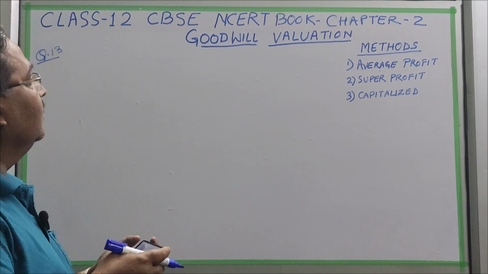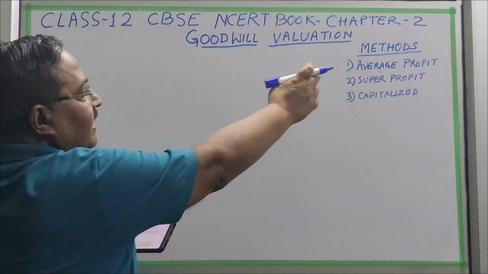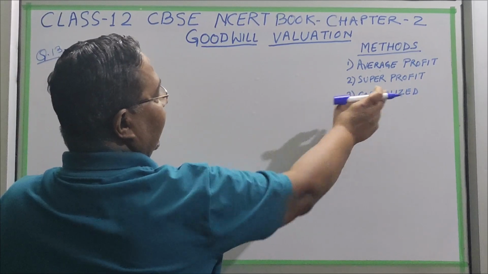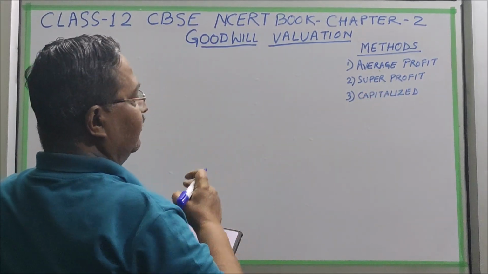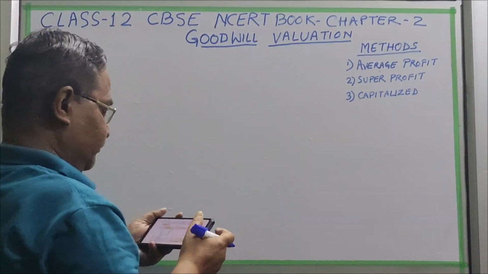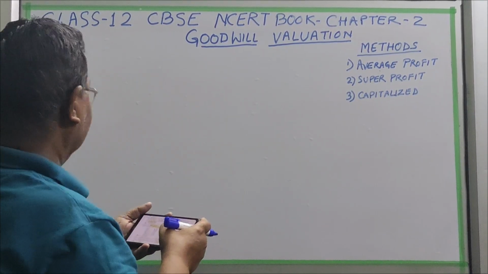We are going to do goodwill valuation. It has three methods: average profit method, super profit method, and capitalized method. One by one we will take a question and then understand what these methods are. So the first method, we are taking question number 13.